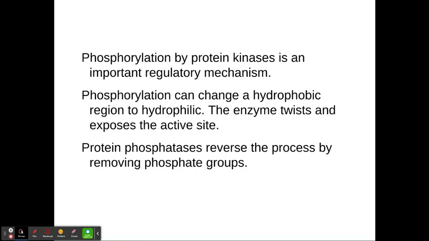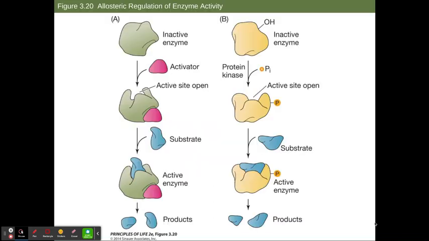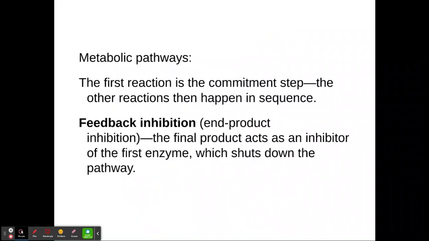Enzyme will twist, expose the active site, has several changes that can occur. Protein phosphatases can reverse the process by removing those phosphate groups, therefore inactivating the enzyme again. So this protein phosphatase will come in, it kicks this phosphate group off and inactivates the enzyme.